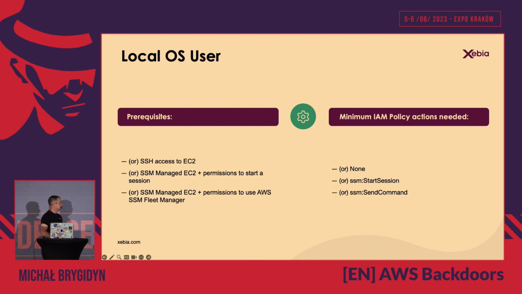What's needed? We can start with no actions at all if we have direct access to the instance with SSH from a leaked credentials file. But if we don't have that, we need SSM start session or send command and any information about the EC2 that we want to attack.